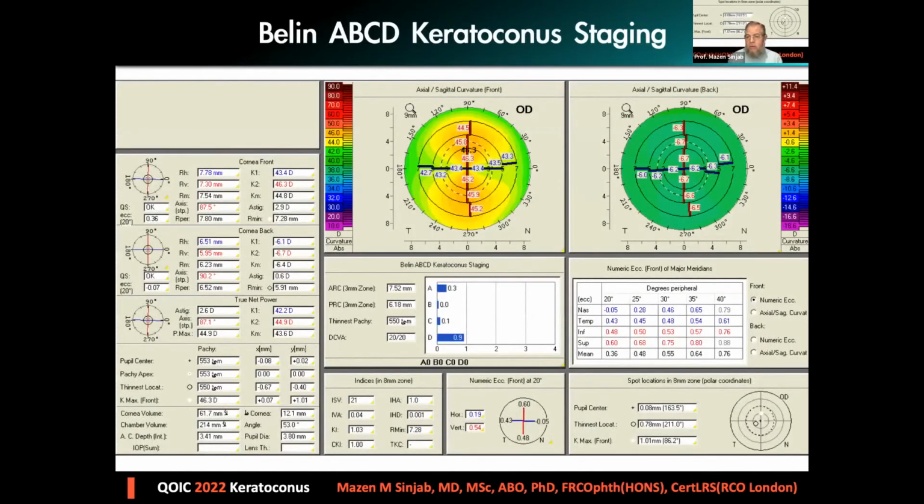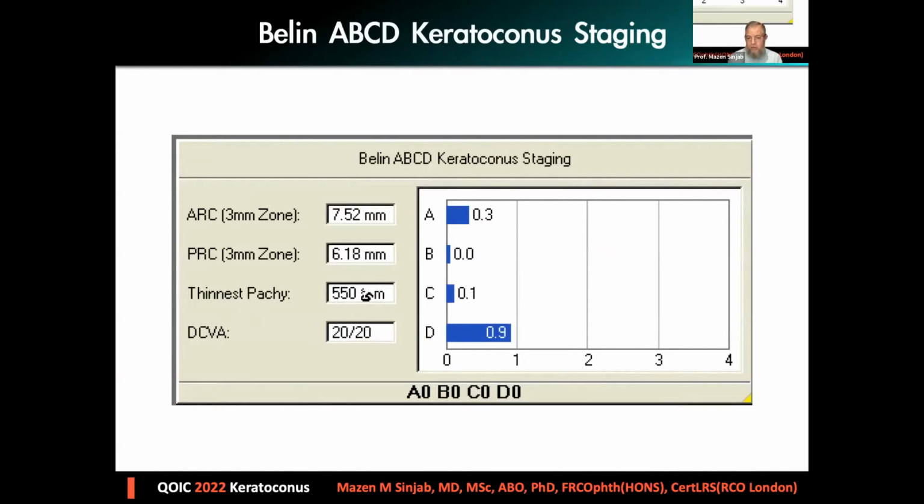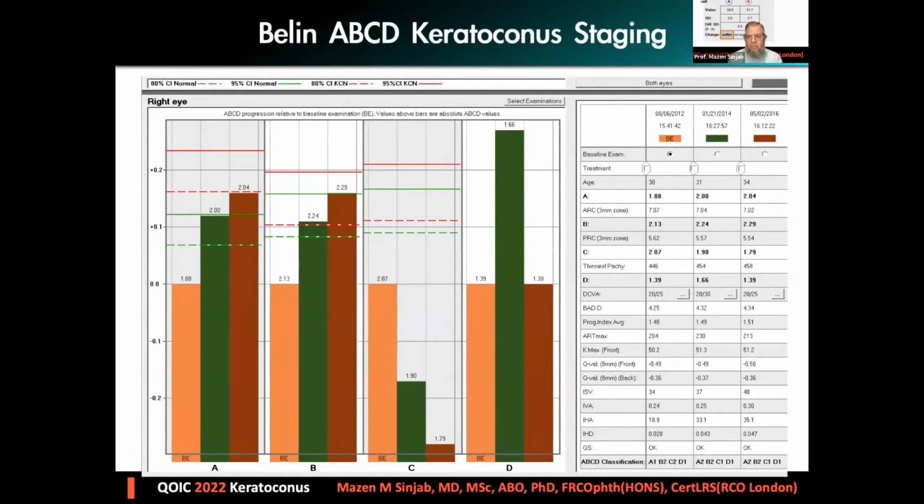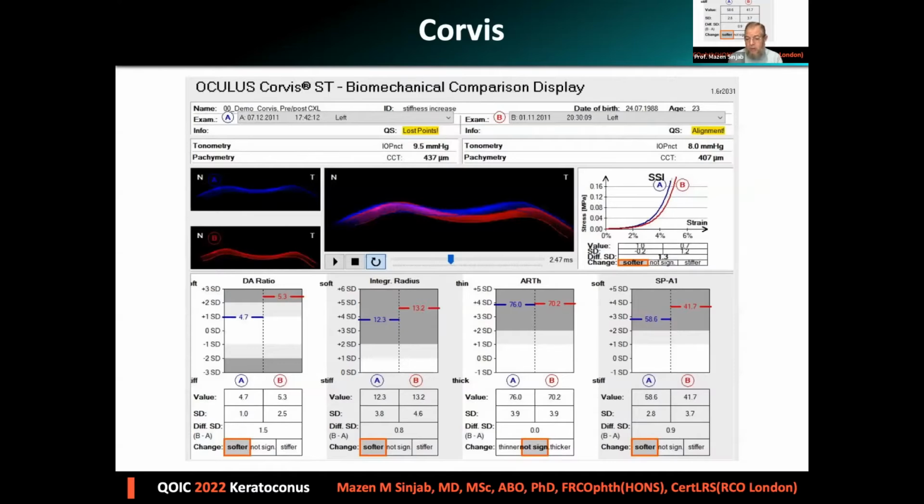The Belin ABCD keratoconus staging can give you a stage because it depends on the radius of curvature around the thinning area for both anterior and posterior corneal surfaces, in addition to the corrected visual acuity, and can monitor progression and stage it for you. Corvis, the biomechanics, is a wonderful tool as well, because when you compare the follow-ups, it can tell you whether the cornea is getting softer or is just stable.